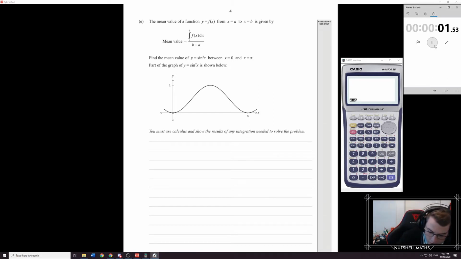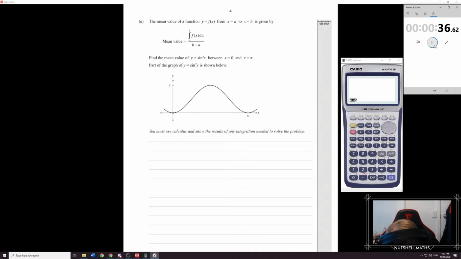Let's go. So the mean value of a function from x equals a to x equals b is given by this big formula here. We've got the integral between a and b of f of x, all over b minus a. Cool. Find the mean value of y equals sine squared x. So I'm going to have to probably integrate this between here and here. Part of the graph shown below. That's nice of them. Cool.